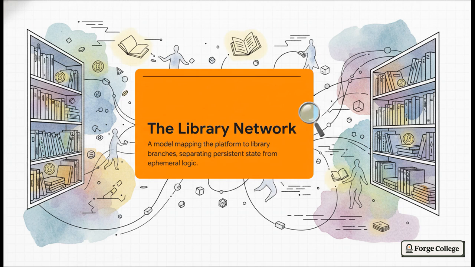I want you to think of our entire Web3 platform as a massive, super well-organized public library system. We call this the library network. It's honestly the perfect analogy because it brilliantly separates two completely different concepts: persistent state versus ephemeral logic. The persistent state, that's the actual physical books on the shelves. They're valuable, they need preserving, and they rarely change. The ephemeral logic is the rules: who can check them out, how long they can be kept, what the late fees are. Those rules change all the time, but the books themselves stay exactly the same.